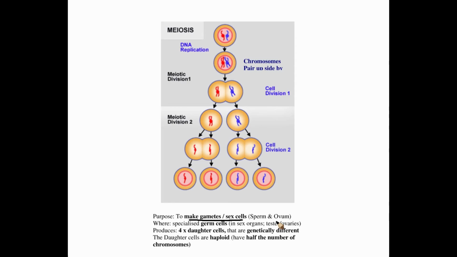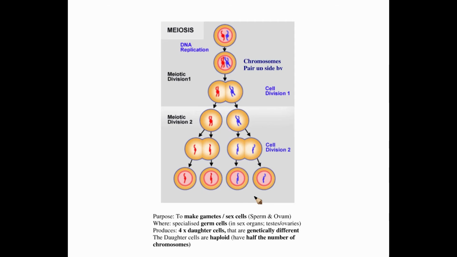Where does meiosis occur? It occurs in the testes and ovaries, and it starts in specialized cells called germ cells. That's often a trick I've seen examiners use. They might say, where does meiosis occur? And students will often say, in sex cells. Well, no, sex cells are the product. They're not where it starts. So just be aware of that point.